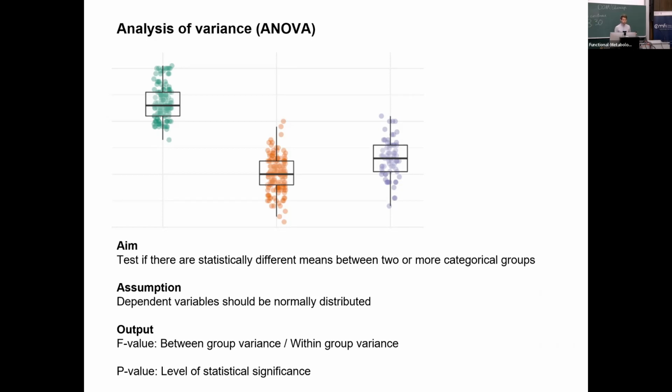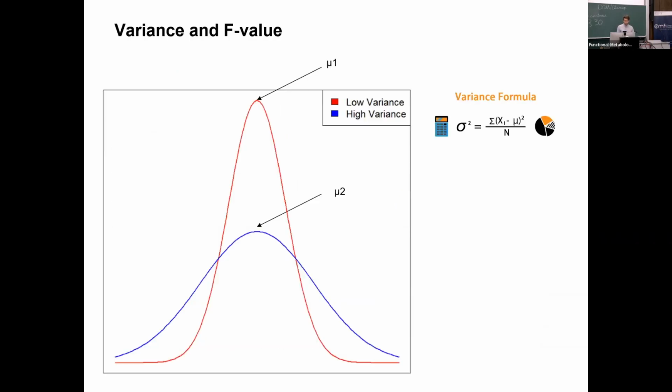What you get as output is basically two things. You get the F value, which is a measure of the ratio between the variance between groups and the variance within groups. And then you get the p-value, which is the level of statistical significance. Just to make sure we're all on the same page, variance is a measure of how much your observations differ from the mean in your distribution, and it's just the square of the standard deviation. You see here in the plots an example of high variance, the blue one, and low variance, the red one.